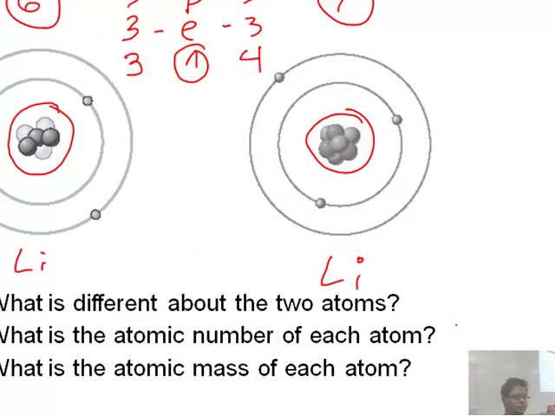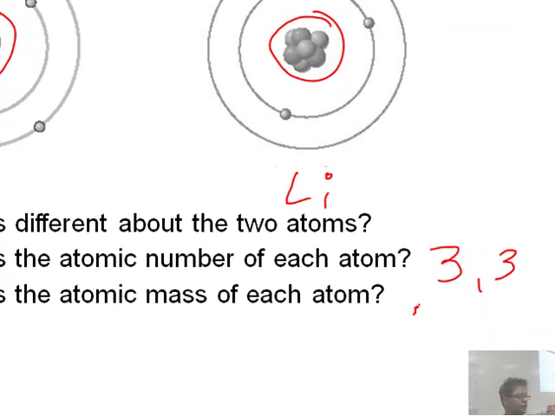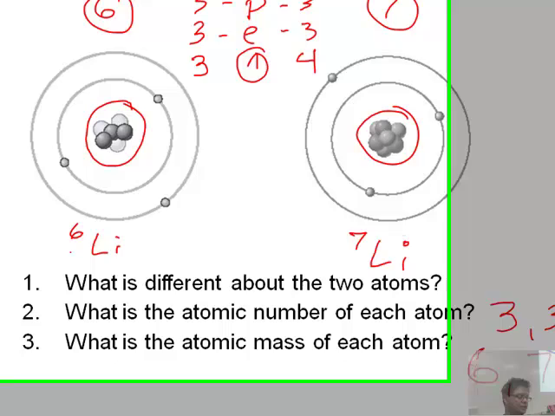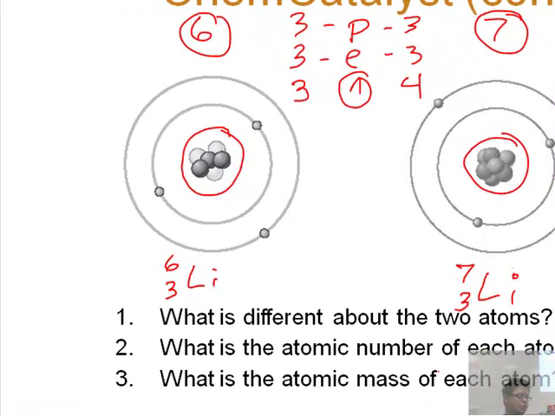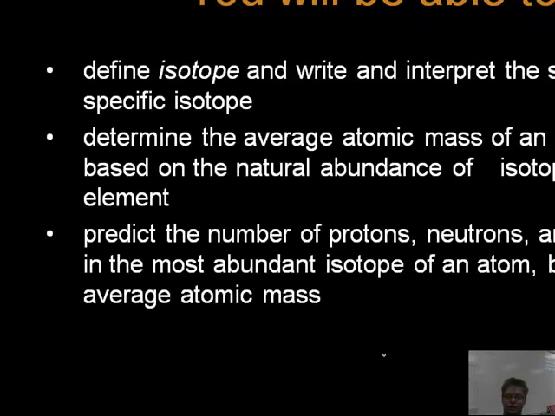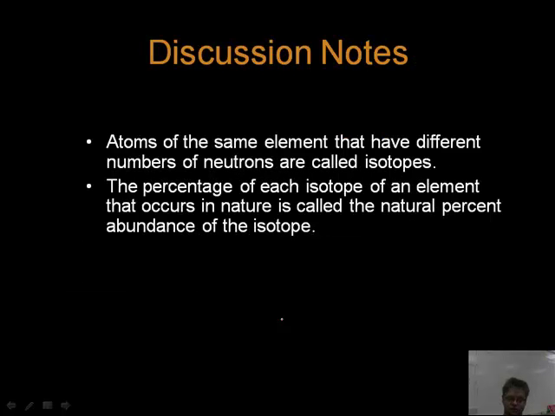The atomic number of each atom is 3, the atomic mass of each atom, on the left side it's 6, on the right side it's 7. This here is known as lithium-7. This here is known as lithium-6. These two are what we call isotopes of lithium. So both of these atoms are the same element, but they are different because they have different numbers of neutrons. They're called isotopes. So looking at what we're going to cover, we're going to talk about the average atomic mass, we're going to talk about isotopes, and determine number of protons, neutrons, and electrons.